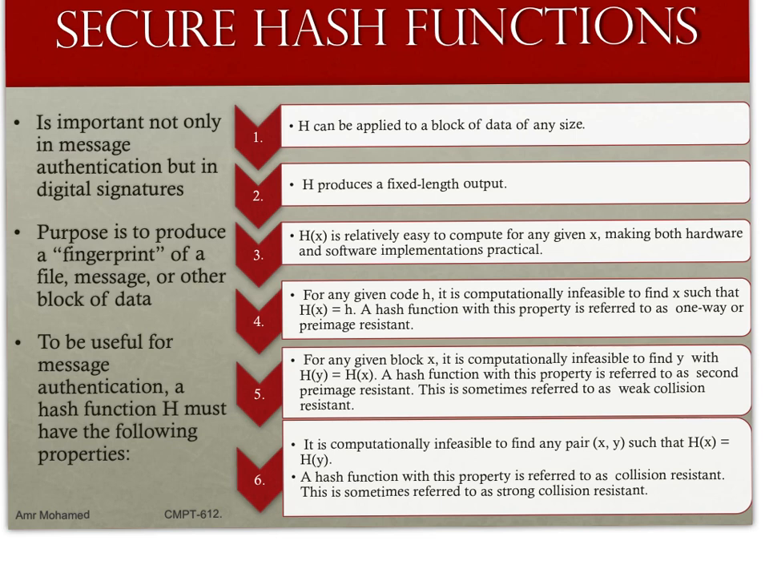So that's first. H produces a fixed length output, so the message digest itself is fixed length, regardless of the fact that the message itself is variable size. So H of X, or the hash of the message, is relatively easy to compute. Again, otherwise we can use that as some kind of encryption. We want the production of the hash value to be as simple as possible.